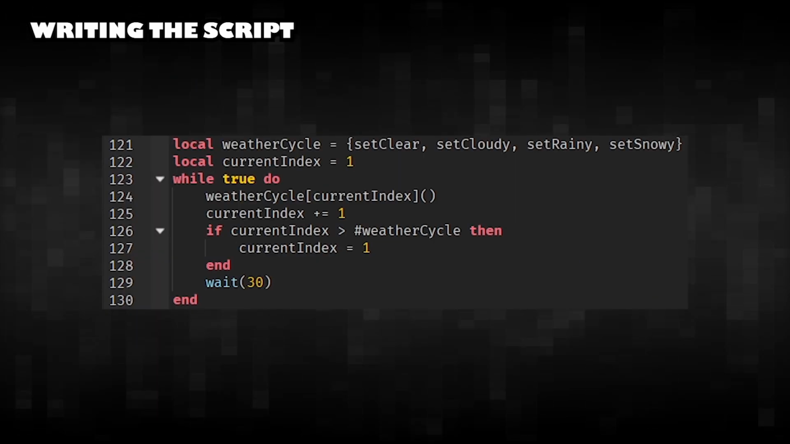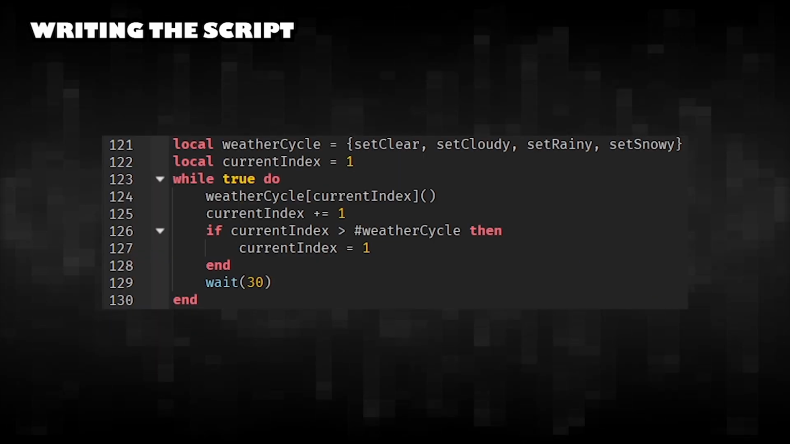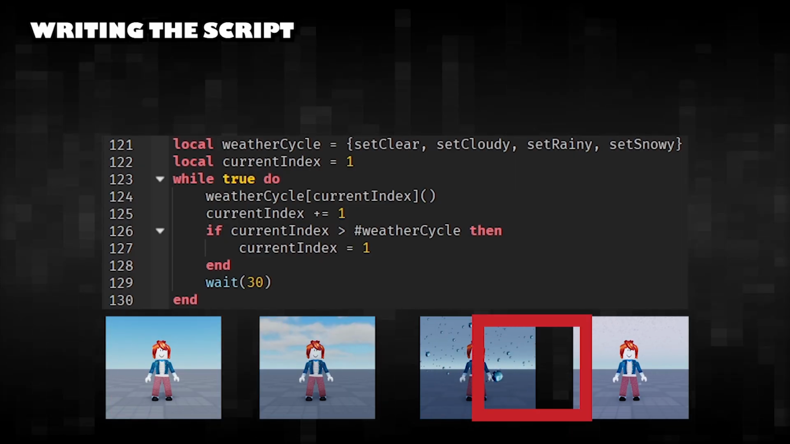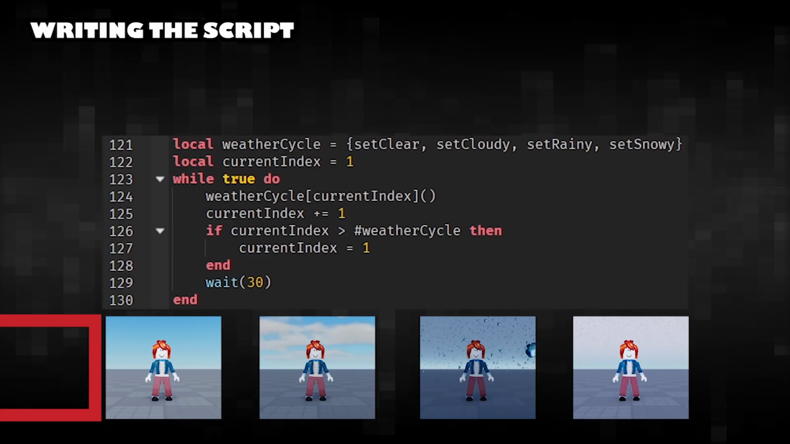This section automatically cycles through all the weather states. Every 30 seconds, it changes the weather to the next type. Once it reaches the end, it loops back to the start.